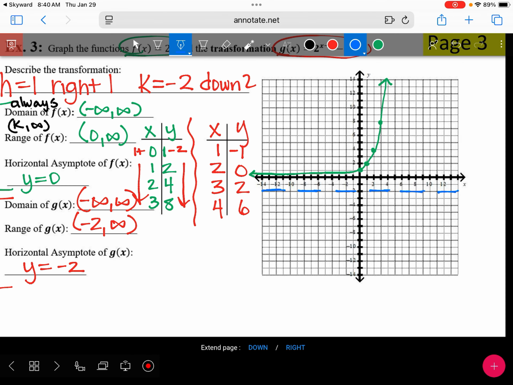So go ahead and graph that second set. So 1, -1, put a point, 2, 0, put a point, 3, 2, put a point, 4, 6, put a point, and then you're going to graph it. And that's your graph.